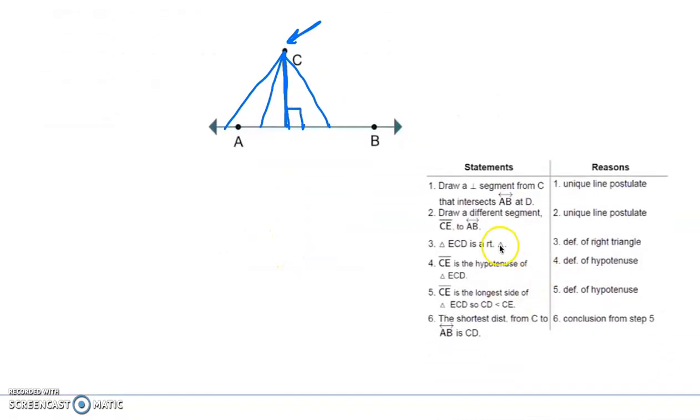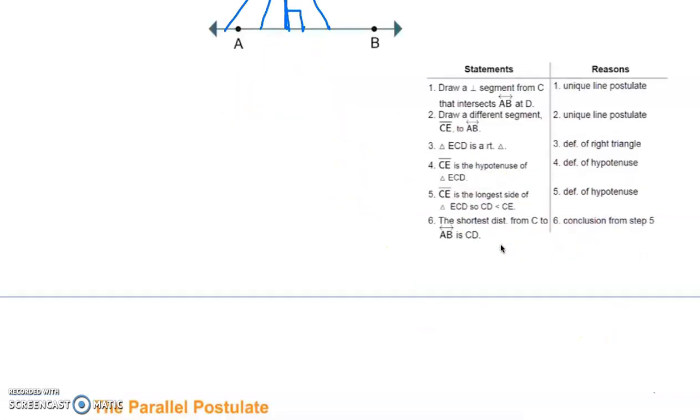And here is the proof of that. I know they walked you through it in your instruction, but just make sure you understand that some of these terms, like unique line postulate, mean that if we draw a line from here to here, we can draw one line that will intersect it at a certain point. We can decide what's the definition of a right triangle. The hypotenuse, remember, is the longest side of the triangle. And so that's the proof in case you need to understand that.